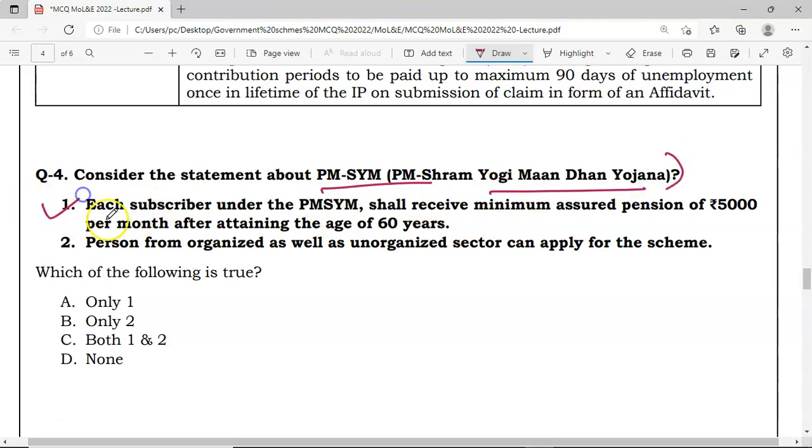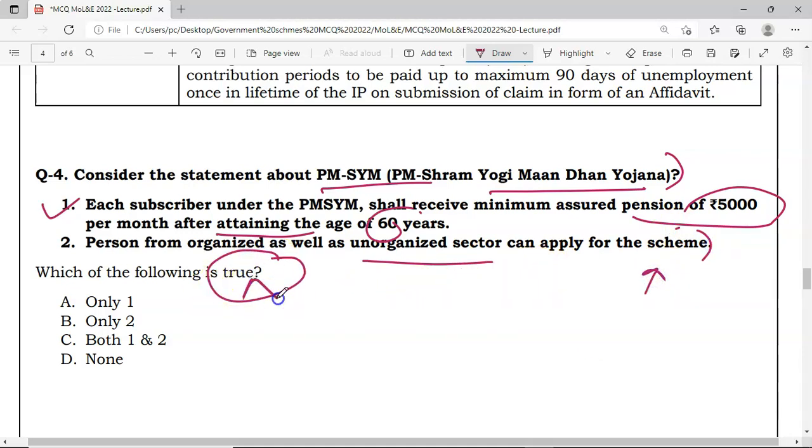The first statement is: each subscriber under the Prime Minister Shram Yogi Maandhan Yojana receives a minimum assured pension of 5,000 per month after attaining the age of 60 years. Persons from the organized as well as unorganized sector can apply for this scheme. Now you have to identify which of the following options are true.